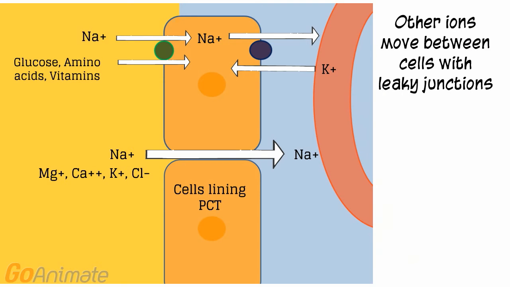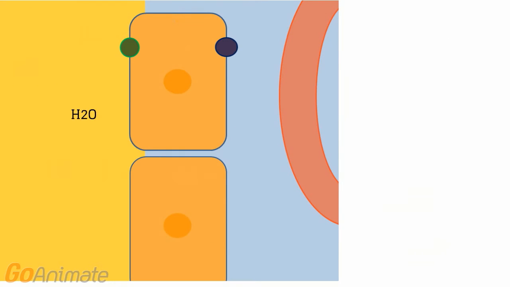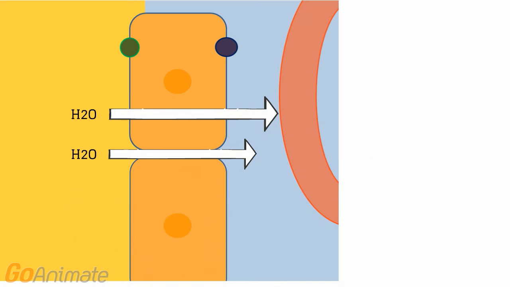Other ions move between cells as well. These include magnesium, calcium, potassium, and chloride. Water is also reabsorbed by osmosis. The sodium gradient works to produce an osmotic pressure to pull water out of the tubule. Water also moves between cells via the paracellular route.